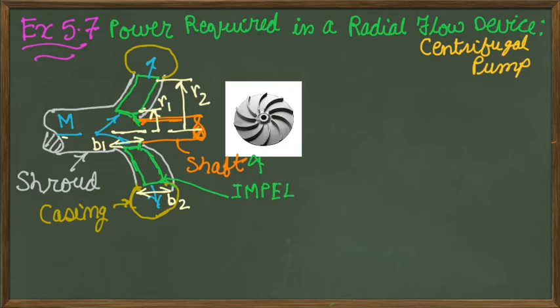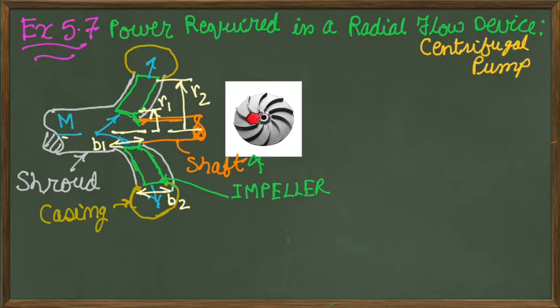This is the impeller, which is shown separately here. This portion is connected with the shaft, and these are the blades, which are curved. The inner radius of the impeller is R1, and the outer radius of the impeller is R2. In this figure, the shaft is horizontal, so this impeller is vertical, and this is the front cross-sectional view corresponding to one of the impellers.